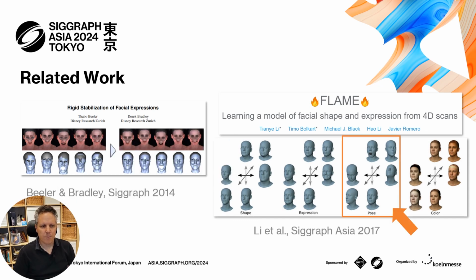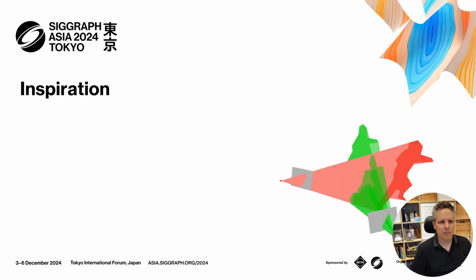Li and colleagues' FLAME model, presented at SIGGRAPH Asia 7 years ago, is still very popular in research. It contains a linear blend skinning hierarchy with a joint for the skull. Therefore, it can be used for stabilization. The main issue with the FLAME model is that it has no skull-specific energy term during training. Therefore, some portion of the deformation fitting error is propagated to the skull pose.